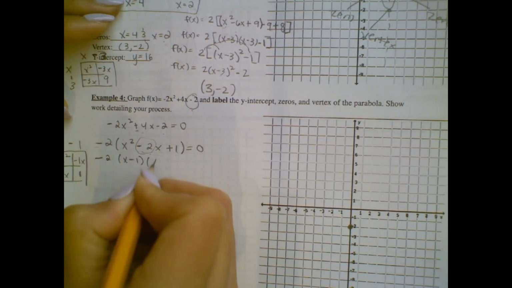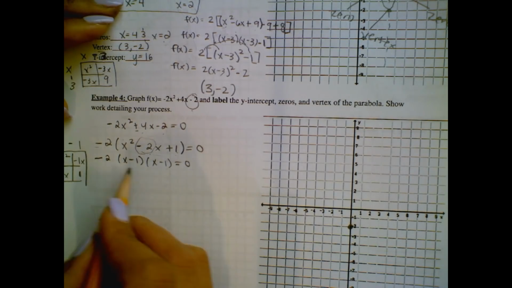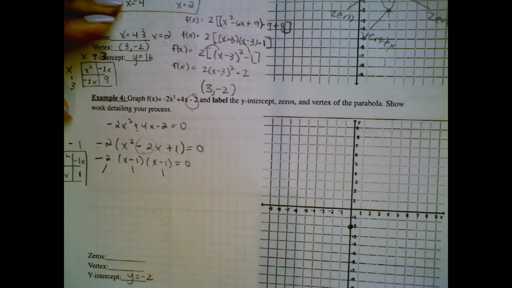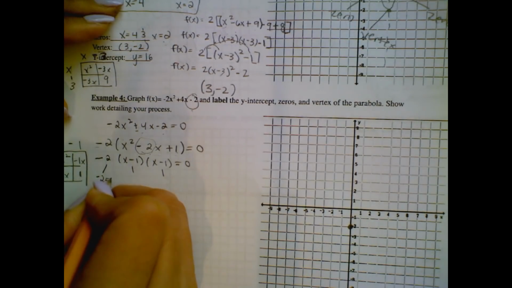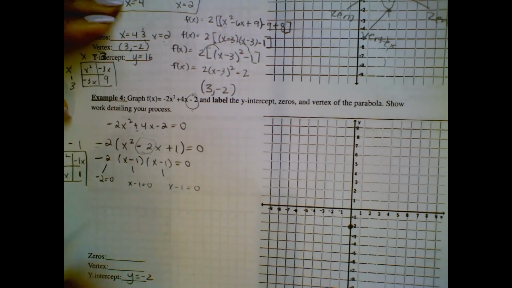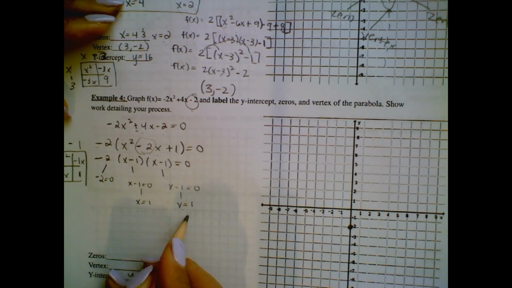So this is just going to be x minus 1 and x minus 1 equals 0. So then it looks like I'm only going to get 1, 0, right? According to the zero product property, I'm going to set each of these equal to 0. So I'm going to get x equals 1. And then I also get x equals 1 right here. So this is a repeated 0.